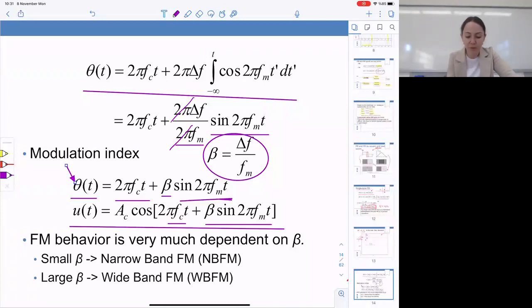Now, the behavior of this signal is very much dependent on the value of beta. Remember, beta controls how strong the frequency deviation is. When beta is small, the resulting modulated waveform is called narrowband FM. How small it has to be, we will later discuss. When beta is large, it's called wideband FM.